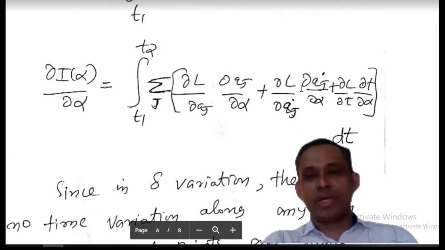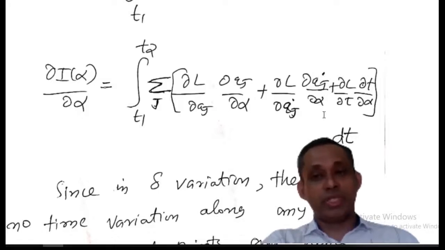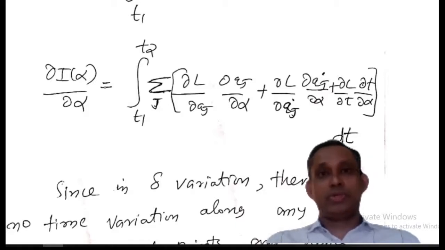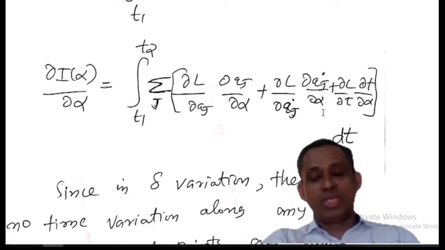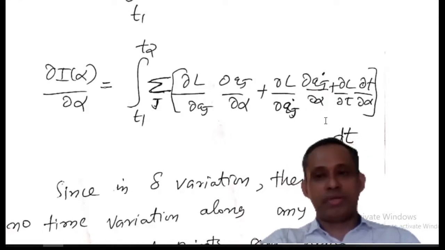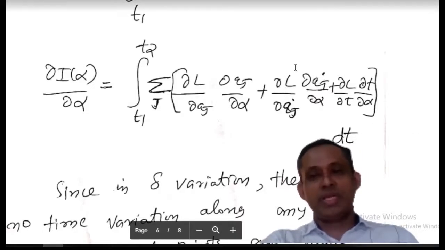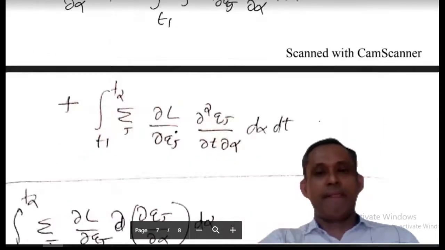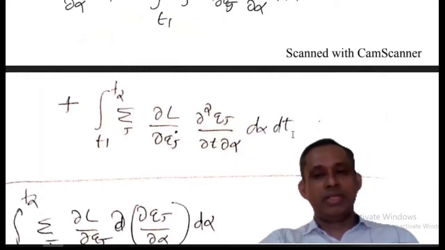Here we have ∂/∂α of qj dot. qj dot is ∂qj/∂t, so here we will have ∂²qj/∂α∂t, or ∂²qj/∂t∂α. The order of differentiation is immaterial. So this can be written as ∂²qj/∂α∂t, or ∂²qj/∂t∂α.